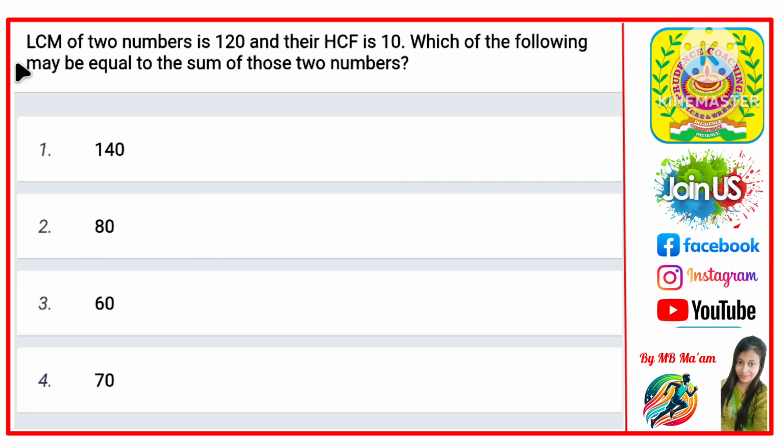In the next question it is given the LCM of two numbers is 120. So L is given to be 120 and LCM, just now we have learned, is abx. A and B are co-prime numbers and X is the HCF, and this HCF is given to be 10. That is, x is 10 over here. So these two are given over here. You are asked which of the following may be equal to the sum of those two numbers.